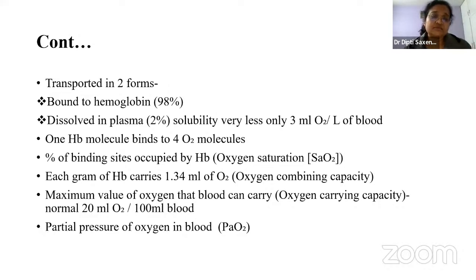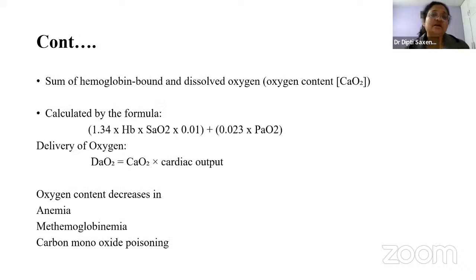Another important aspect is the partial pressure of oxygen in blood, which is PaO2. These are very important terms that should be kept in mind: oxygen saturation, oxygen combining capacity, oxygen carrying capacity, and partial pressure of oxygen. When we talk about partial pressure of oxygen, it is the dissolved form that we are talking about. This is to be very clear. Now, the sum of hemoglobin-bound and dissolved oxygen is the oxygen content, which is symbolized as CaO2. It can be calculated by the formula as you are seeing on the screen.